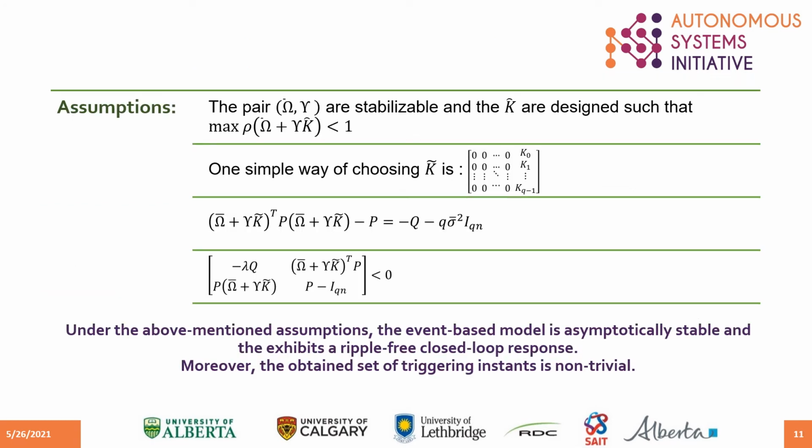Again, we consider a set of assumptions on the stability matrices, but this time the assumptions are made on the lifted domain rather than the original one. Under these assumptions, we can show that the model is asymptotically stable and it has a ripple-free response. Moreover, we can show that the obtained set of triggering instances follows the non-triviality property.